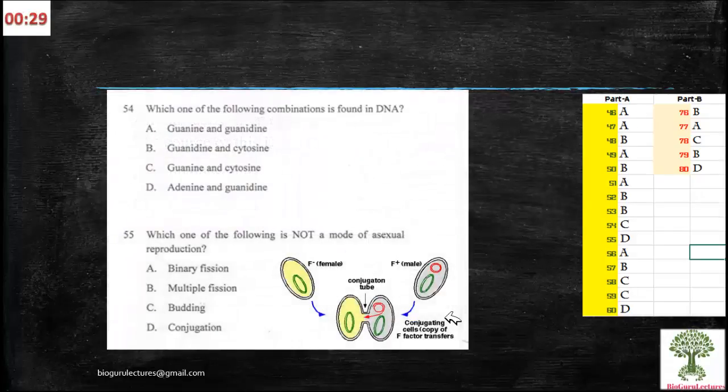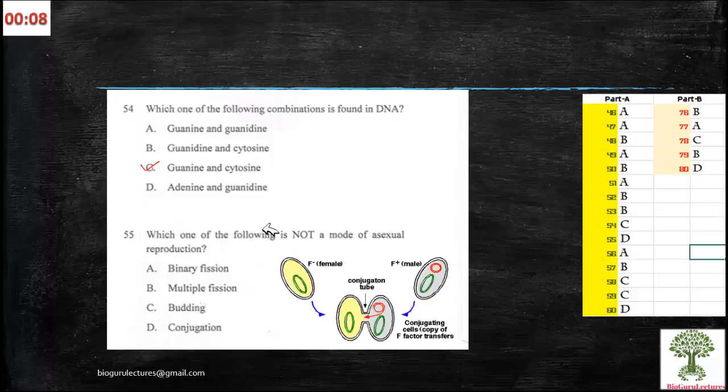Which one of the following combinations is found in DNA? It is the guanine and cytosine. So this is the only one you can find, whereas other ones are like, of course, those are biomolecules, but they are not combinations of DNA.